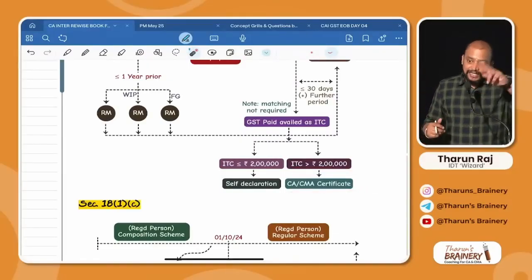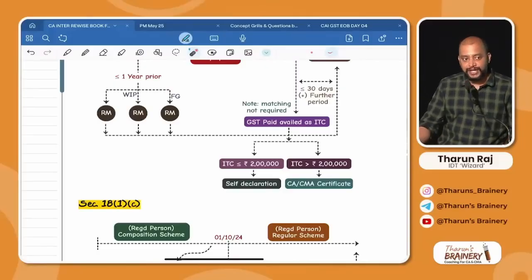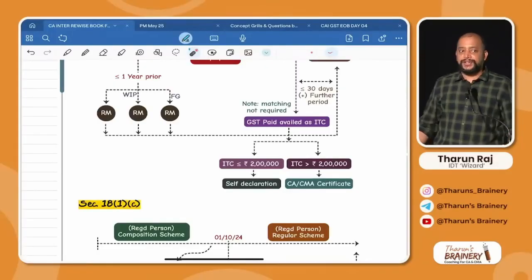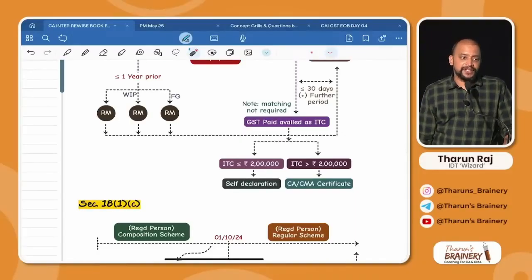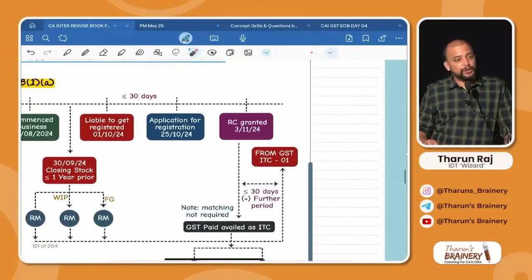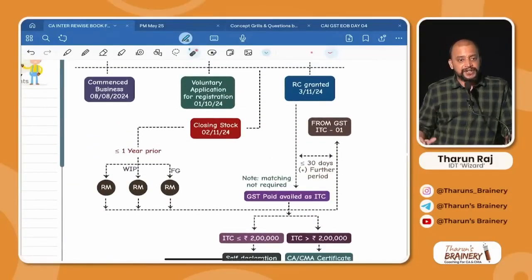Now see these two charts and tell me what is the difference that you can find between these two charts. In the previous one, the situation is liable to get registered and made application for registration within 30 days. In this case, voluntarily getting registered. In the previous case, closing stock date is before the date they are liable to get registered. But in this case, before the date they are getting registration certificate. But otherwise everything is ditto, same, correct?